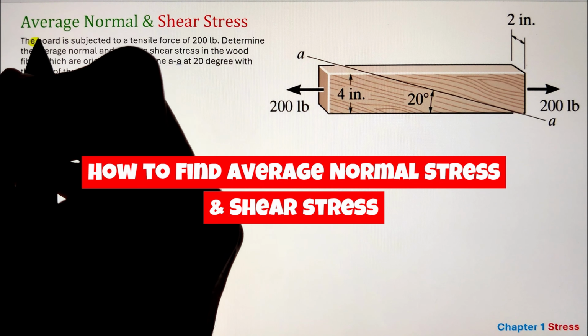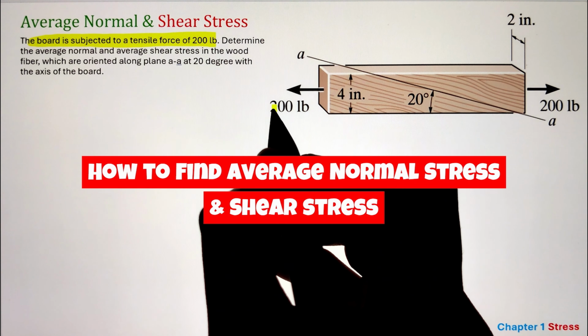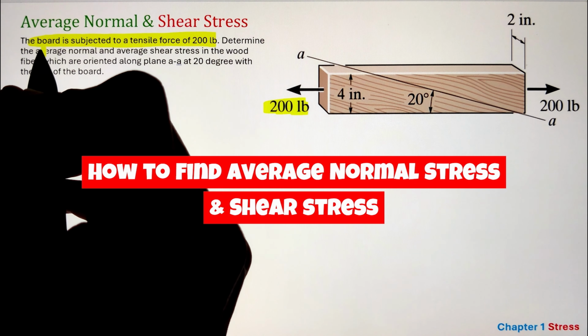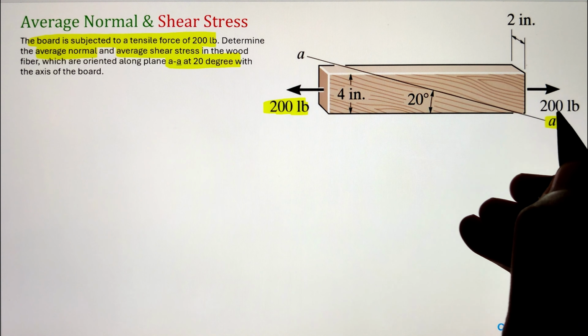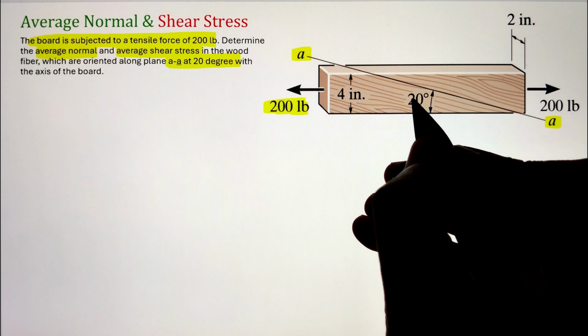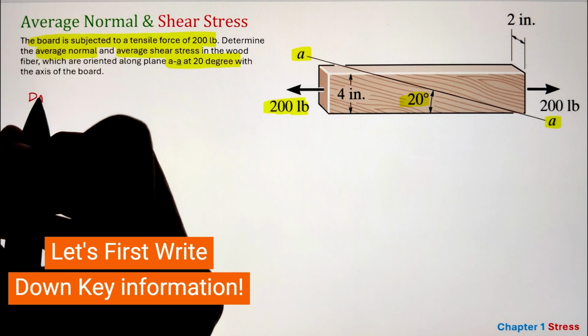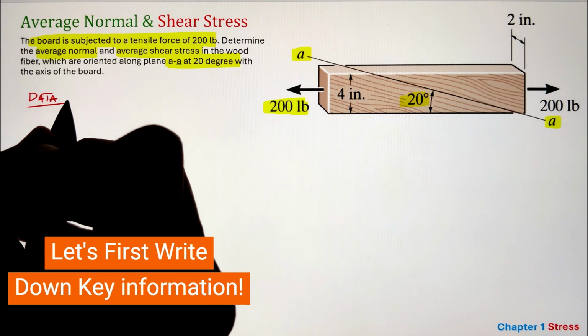In order to figure out the average normal and average shear stresses on the board that is subjected to a tensile force of 200 pounds, here we are looking for the average normal and average shear stress in the wood fiber, which are oriented along the plane A, which is making an angle of 20 degrees with respect to the axis of the board.